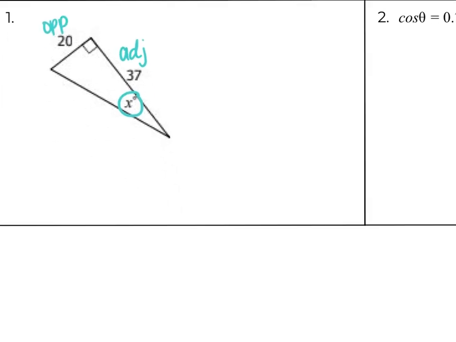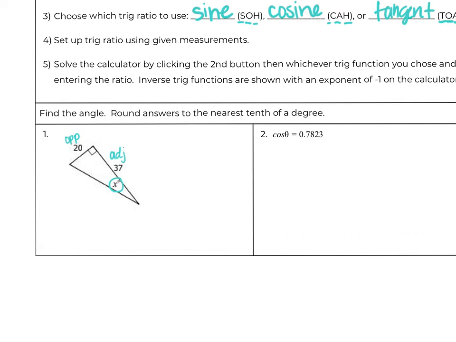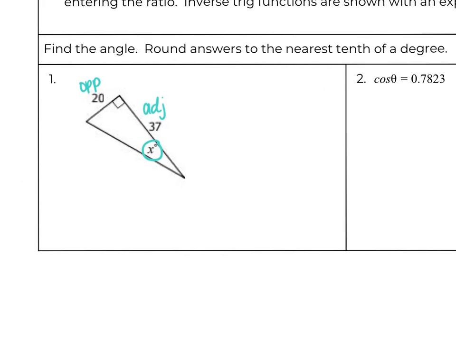Okay, so that's what I have, opposite and adjacent. And what's going to look different here is on your calculator. It is the one above tangent that says tan -1, if you see that. You guys see that? It should be the second function. So tan of x equals, which goes on top, opposite or adjacent? Opposite, so 20 over 37.